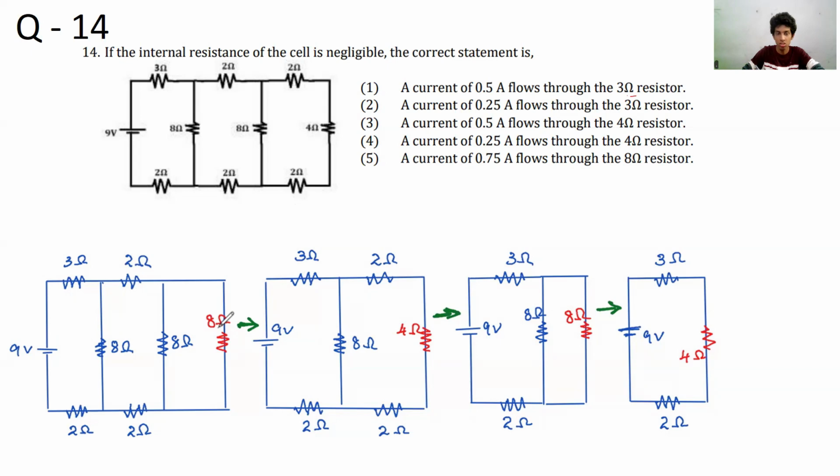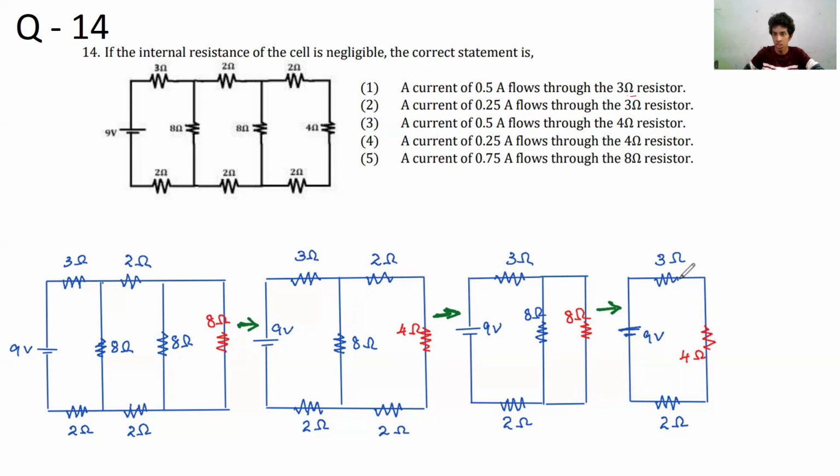Then these two 8 ohm resistors are in parallel. Therefore, their equivalent resistance will be 4 ohm, because if two equal resistors are in parallel, their equivalent resistance will be half the value of a single resistor. Then again, these 2 ohm, 4 ohm, and 2 ohm resistors are in series. Therefore, their equivalent resistance will be 8 ohm. And again, these two 8 ohm resistors are in parallel. Therefore, their equivalent resistance will be 4 ohm.